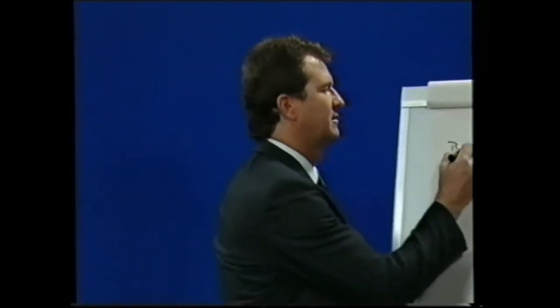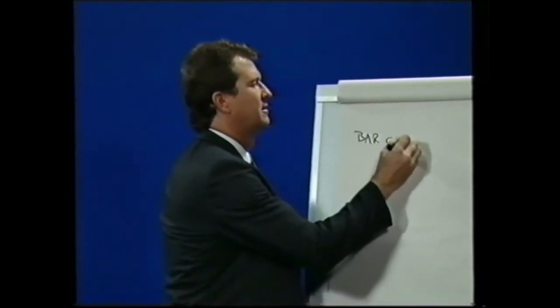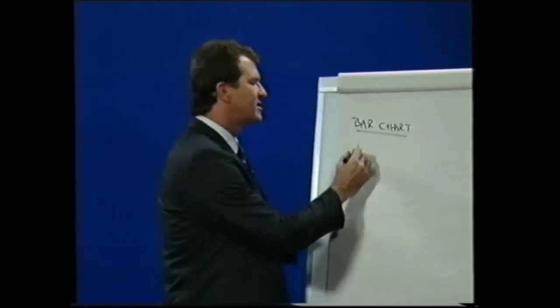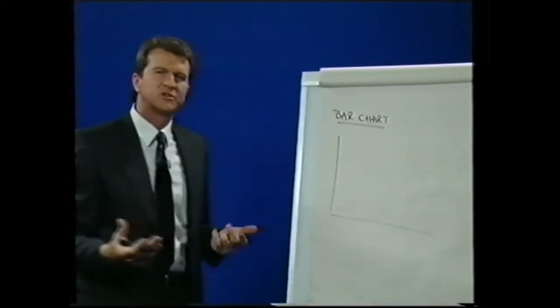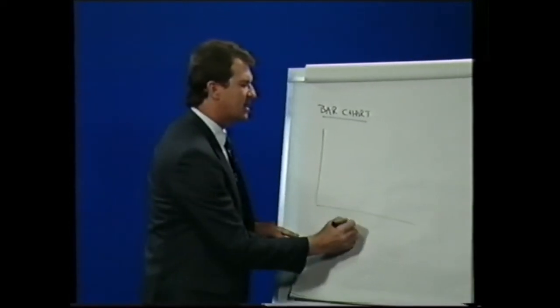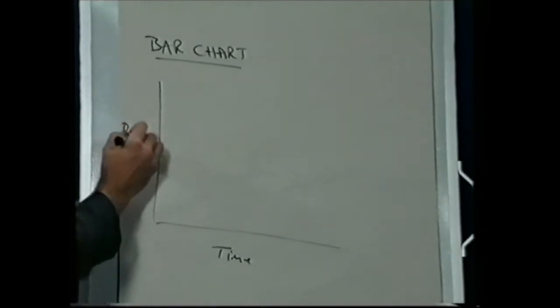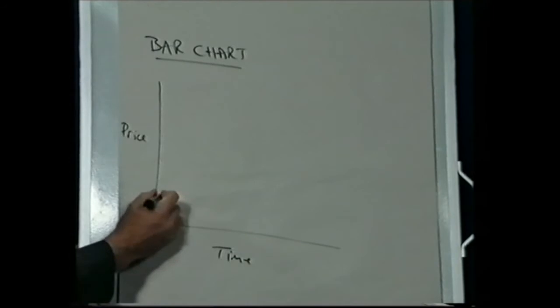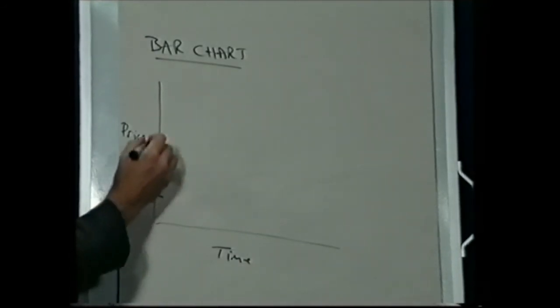The first technical tool that we're going to be looking at is called the bar chart. Now, the bar chart keeps a record of the performance of a share as follows. Time is always shown on the horizontal axis, and the price of the share is shown on the vertical axis. Now, let's take a very simple example of a share that trades between 10 and 40 cents.